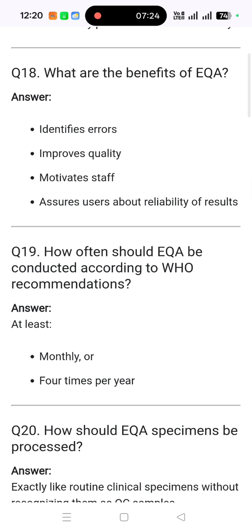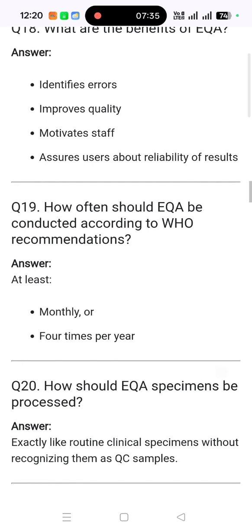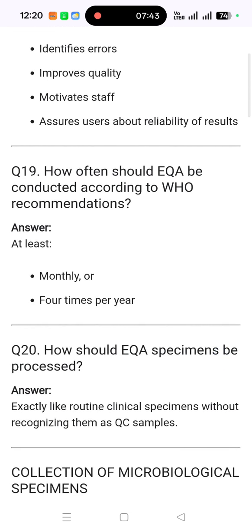What are the benefits of EQA? So EQA identifies error. With EQA, you come to know whether any error is there. It also improves the quality. It motivates the staff. When they get good marks, they feel like, oh, we are doing good work. Then it assures users about the reliability of the result, and you can prove to them what result we have got. Other labs are getting the same result.